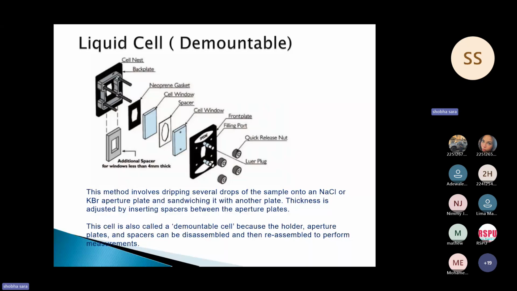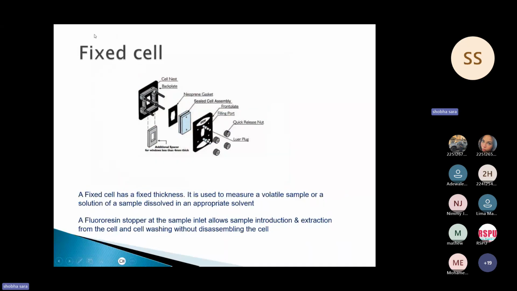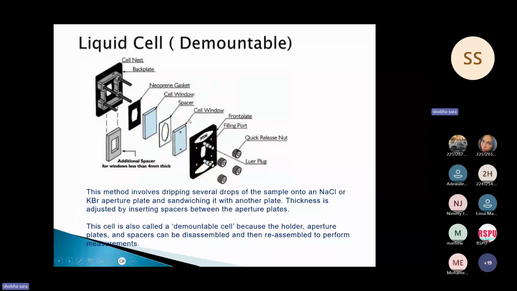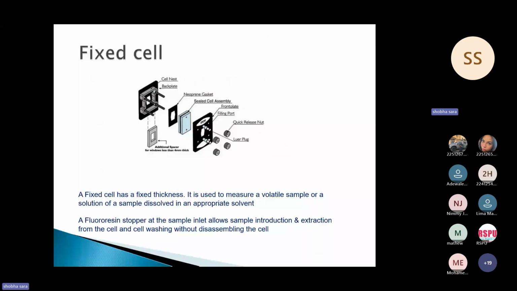Here we can demount or disassemble them and reassemble them. Another is the fixed cell. Here we can see the sealed cell assembly. This is fixed. And here there is a point where we can inject the sample and drain it from here. Personally, when I use this one, I find it very difficult to clean. The other one was better, regarding cleaning and contamination also. This one is the sealed one. The thickness is fixed. We cannot change it.